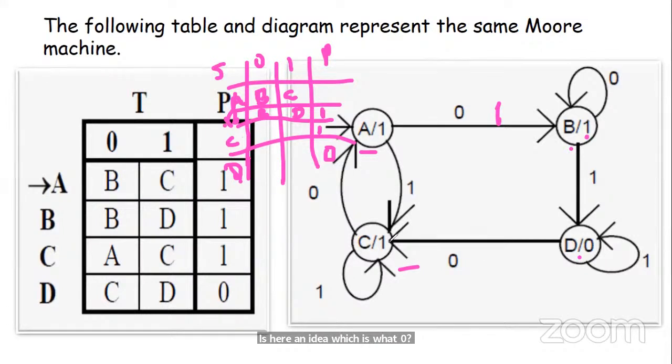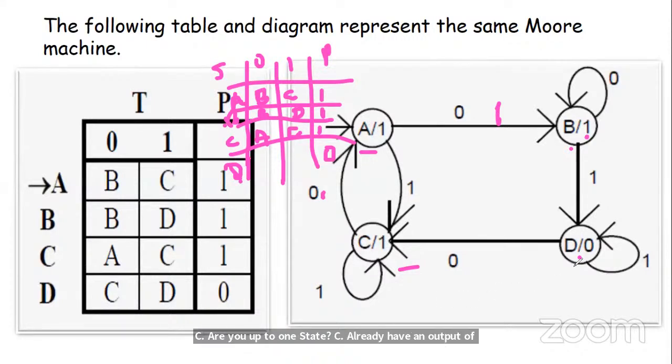Then C. You're on state C, you receive a 0, you move to A. So on state A, the output is 1. So that's filled. Then you are still on state C, you receive a 1. Where do you go? You go to state C, and you output 1. State C, we already have an output of 1. Then we have completed that.